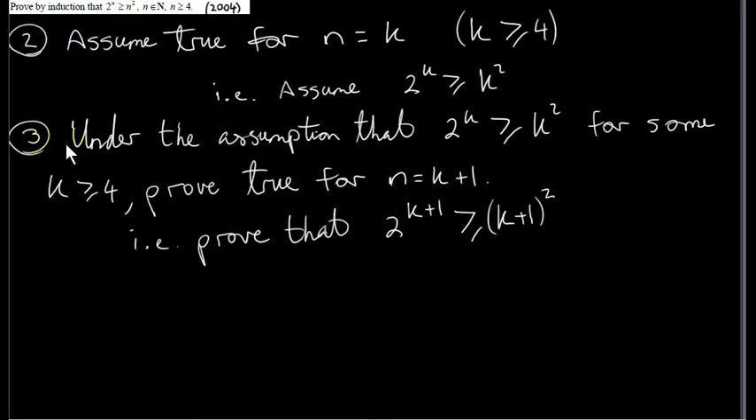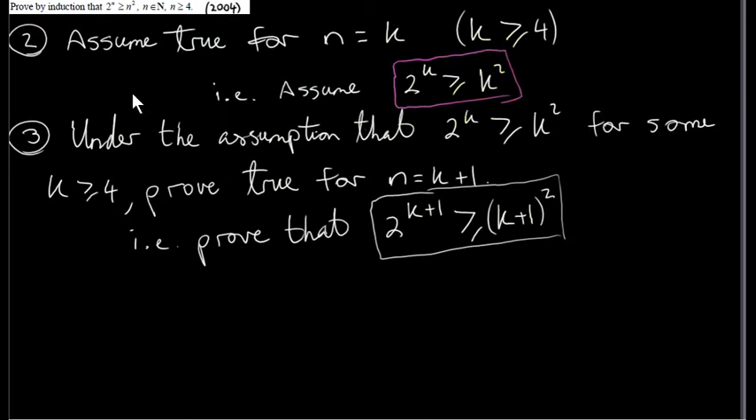In step 3 of proof by induction, we say that under the assumption that 2 to the power of k is greater than or equal to k squared for some k greater than or equal to 4, that was just step 2, we want to prove the statement is true for n equals k plus 1. So we want to prove that 2 to the power of n is greater than or equal to n squared for n equals k plus 1. We just plug k plus 1 in for n. So this is what we get. So this is what we're trying to prove. So we're trying to prove this thing is true, assuming that this statement here is true.